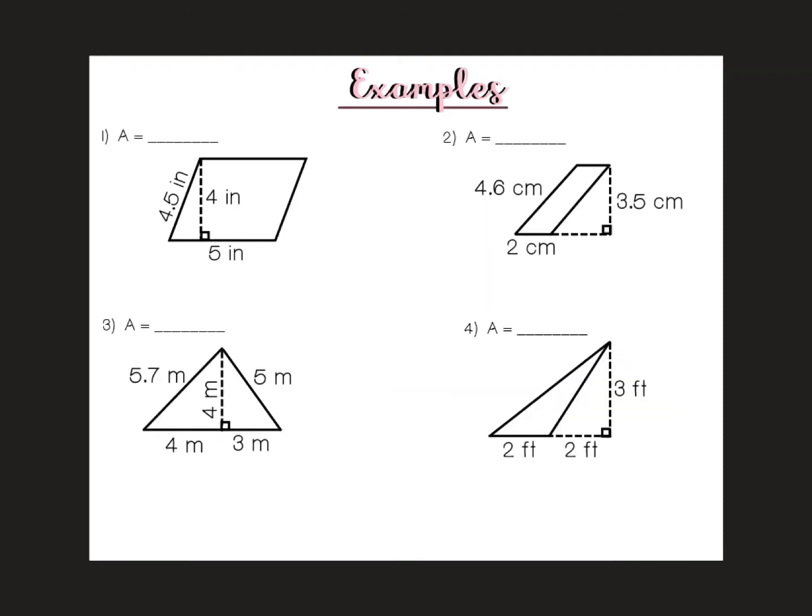Next, we're just going to go through several examples. So first shape, we have a parallelogram. We're just going to do base times height. Down here I have my base. Attached to this right angle, I have my height. So we would do 5 times 4, which is 20. When you're multiplying in terms of the units, we're doing inches times inches, so that's square inches.